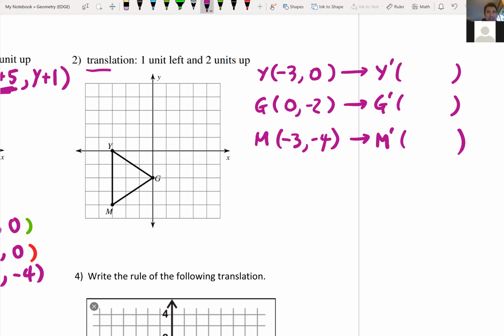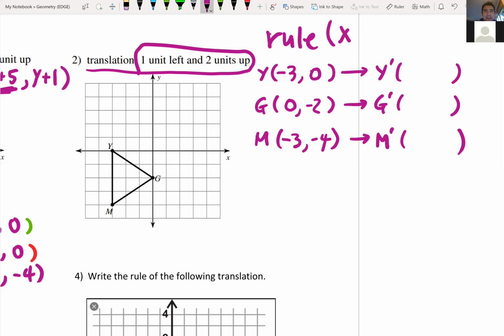Now, I guess we should have figured out the rule first. The rule is 1 unit left. What does that mean? Left is a negative direction, so that's going to be x minus 1. And then 2 up, that means y plus 2. That will be the rule. I guess we should add that rule. x minus 1, y plus 2. That will be the rule.